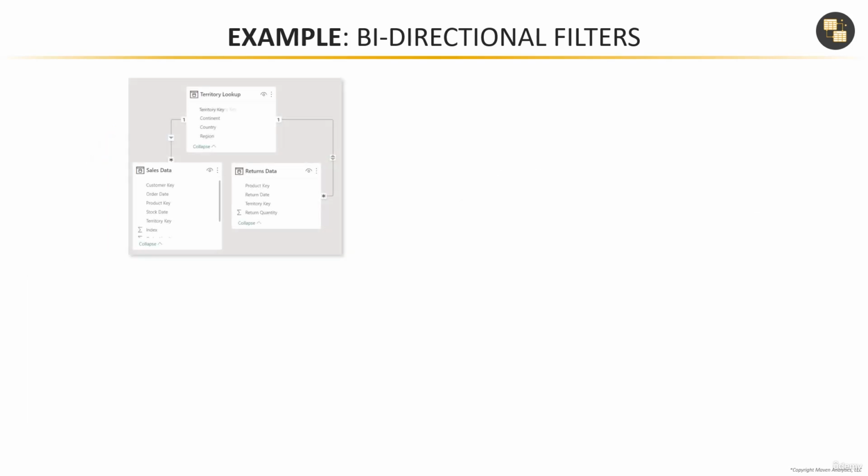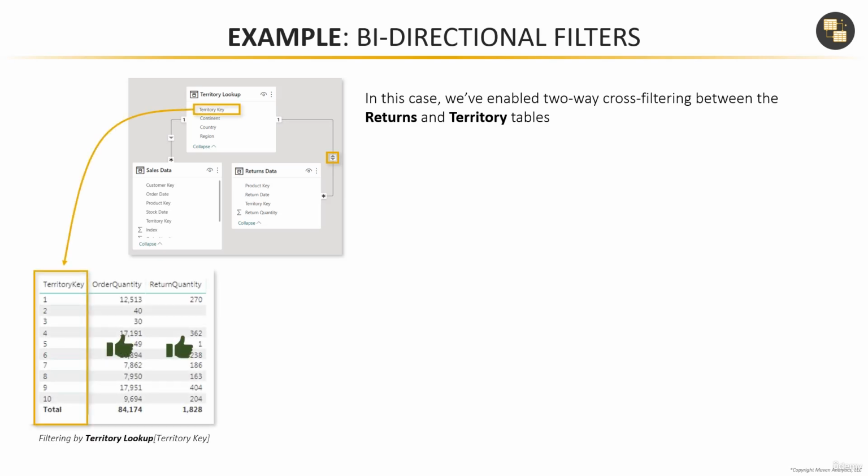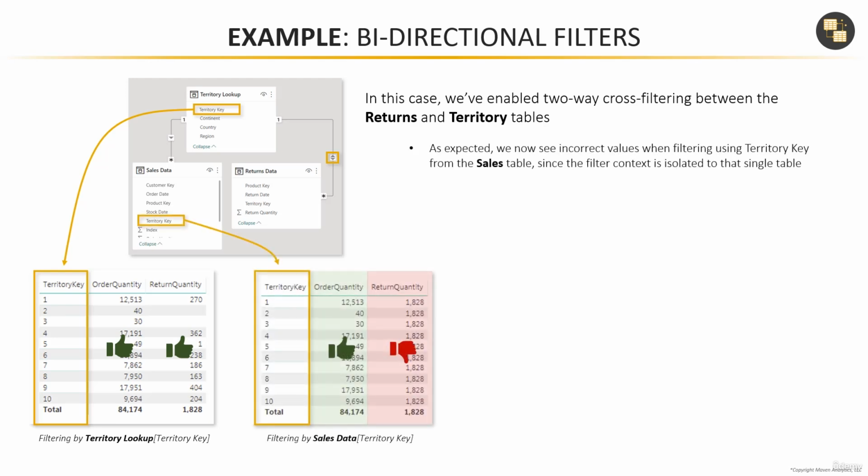Now let's look at this example, except this time we're going to put the two-way filter between returns and territory tables. So as you'd expect, as always, we can filter on territory key from our lookup, right? That's always going to be a valid filter state. And as you might expect, if we pull in territory key from sales, because that's now back to a one-way filter, that context gets trapped in the sales table, and we see the repeating totals for return quantity. Makes sense. But here's where things get interesting.